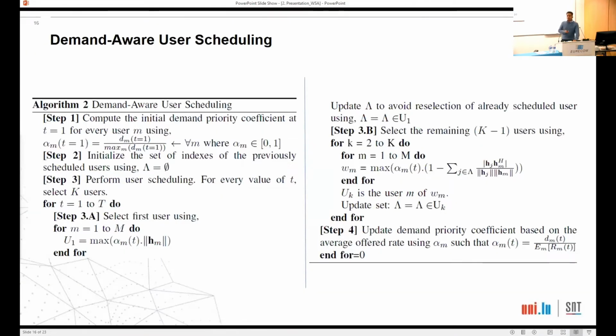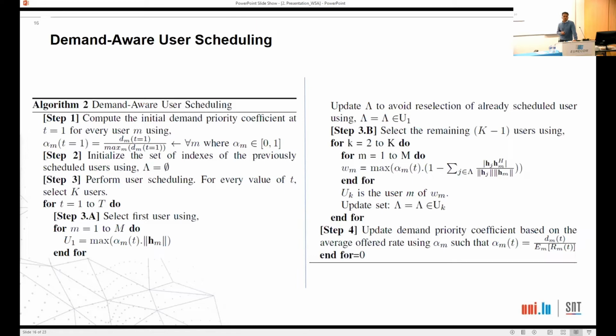User scheduling in the satellite industry was popularly dominated, I believe, by semi-orthogonal scheduling, or sometimes simplistic approaches like random scheduling. But here we use something called weighted semi-orthogonal scheduling. That means we introduce demand by introducing a factor called alpha of m. You can see in step 1, we first give priority to every user by computing alpha of m. And then in step 2, we initialize this matrix, which we use to generate a set of users every time frame.